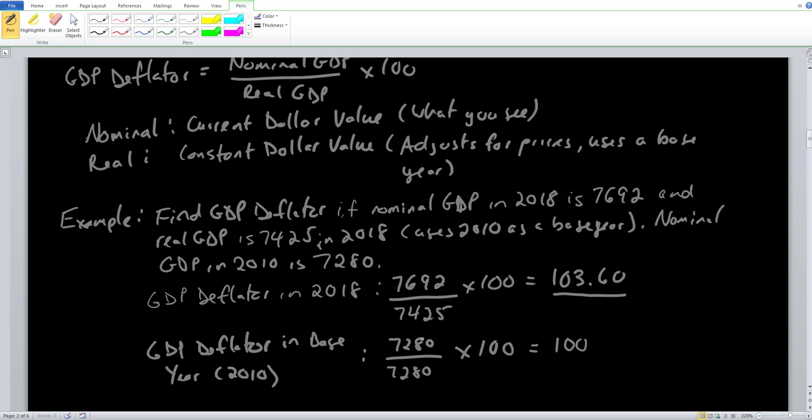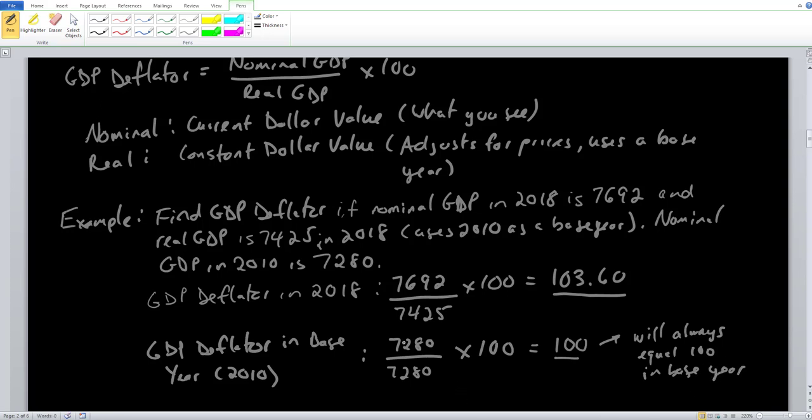So nominal GDP and real GDP have the same exact value anytime we want to take a look at the base year because they're using the same exact prices. So once again, something to be cognizant about. No matter what, anytime we want to calculate the CPI or the GDP deflator in the base year, it's always going to equal 100. So keep that in the back of your mind.